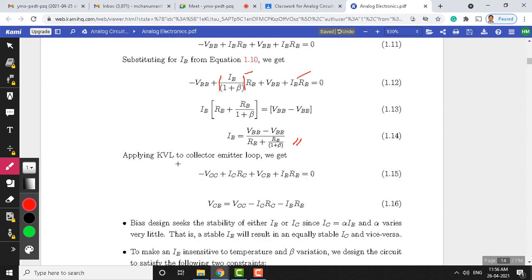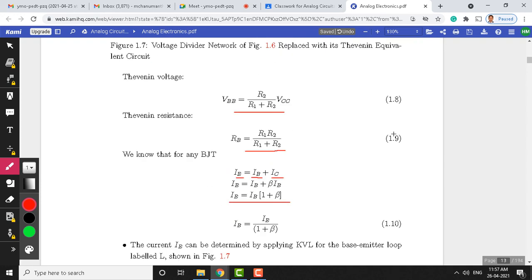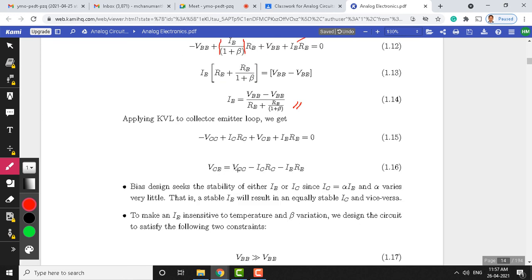And you can apply Kirchhoff voltage law to the collector emitter loop for this circuit. This circuit is very simple now to apply Kirchhoff voltage law for the collector emitter loop. Minus VCC plus IC times RC across this, plus VCE, and we have IE times RE, which is equal to 0. The same equation you can see here. From this we can derive the VCE expression. So, VCE equals VCC minus IC RC minus IE times RE.